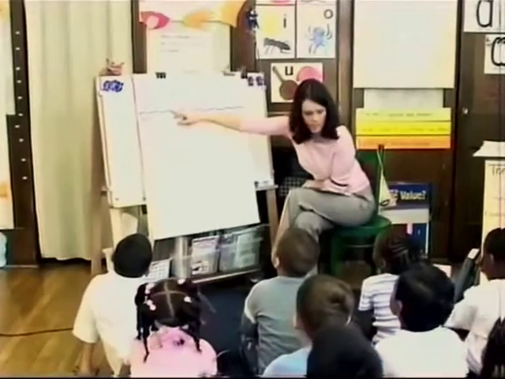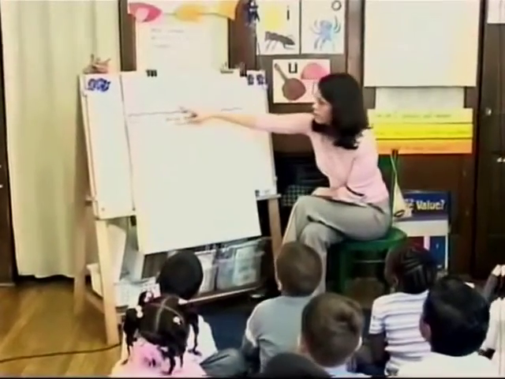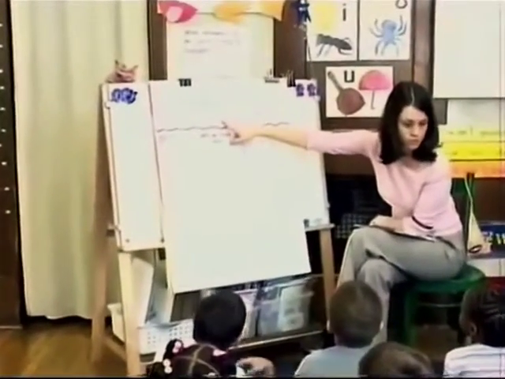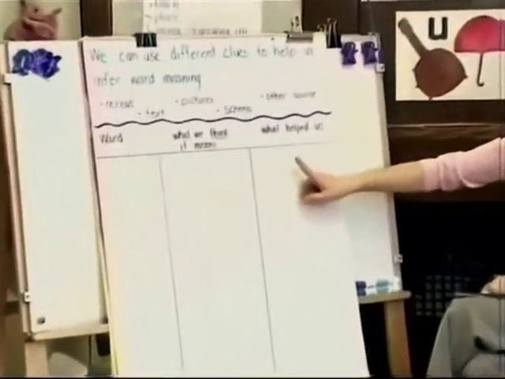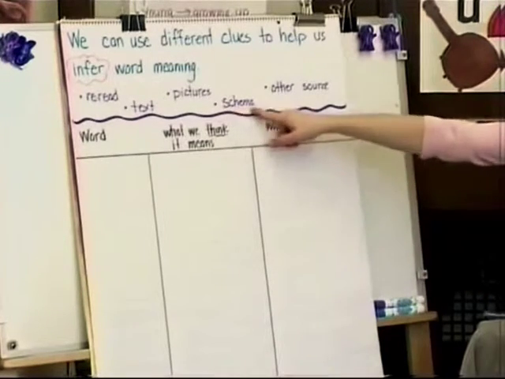We can also use the text. Sometimes if we read on, we can get some clues from the text. We can get some clues from the pictures. And I put the word pictures instead of illustrations because when we write down what helped us, if we just put an I, we'll think that's inferring, because we know we use I for infer. We can use our schema.